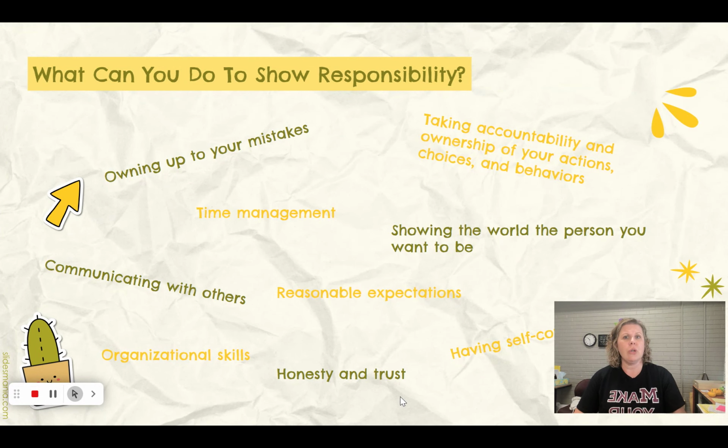So what can you do to show responsibility? You can own up to your mistakes. You can practice really good time management, being on time to class, communicating with others, honesty and trust. That's a really big one. And also taking accountability and ownership of your actions, choices, and behavior. That's probably one of the ways that I define responsibility a lot, is taking accountability and ownership of your actions and your choices and your behaviors.